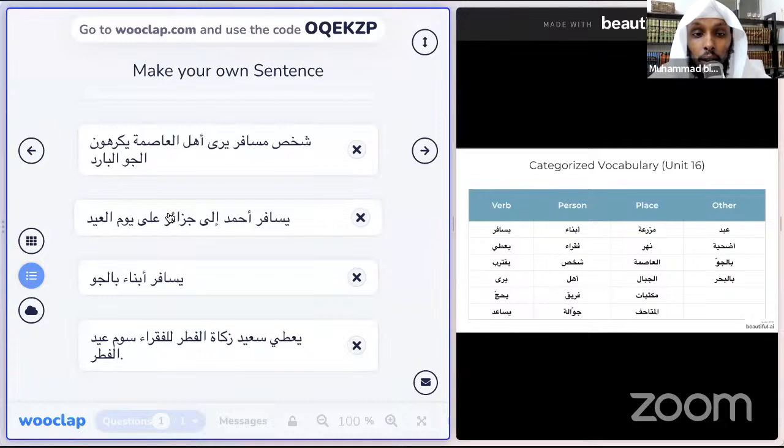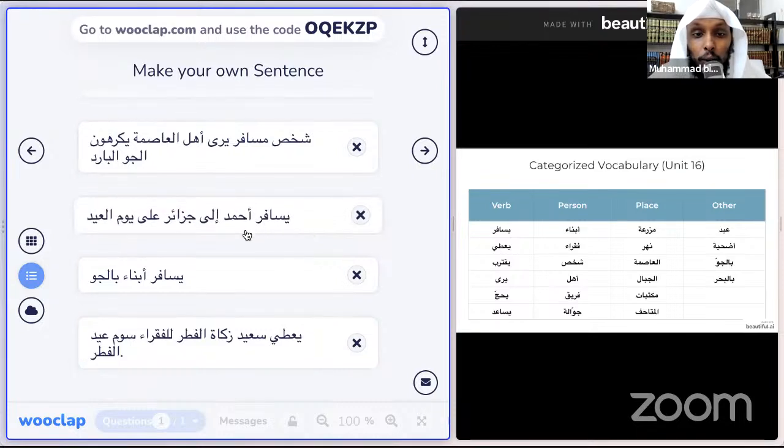Okay, so على يوم العيد is wrong. It should be في يوم العيد. Okay, يسافر أحمد إلى الجزائر في يوم العيد. Or you can say يوم العيد. You can make it ظرف, because the ظرف is similar to saying في.